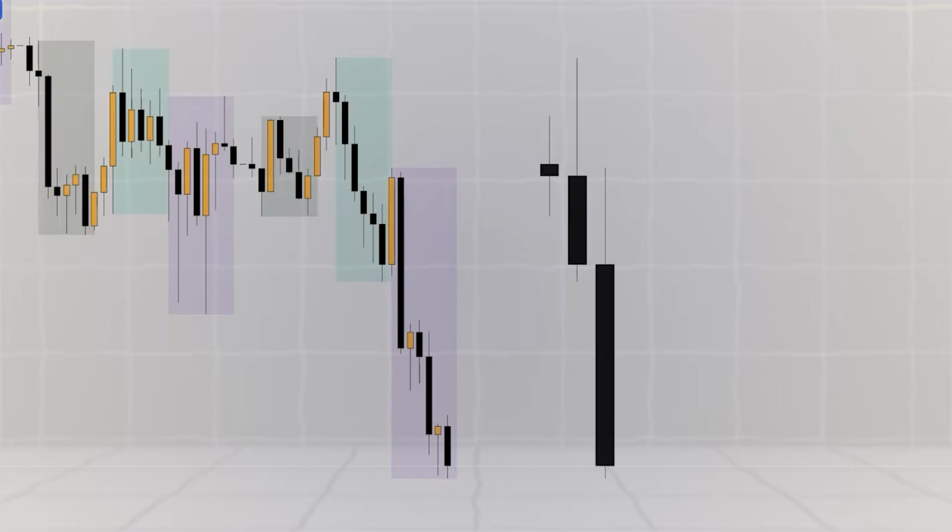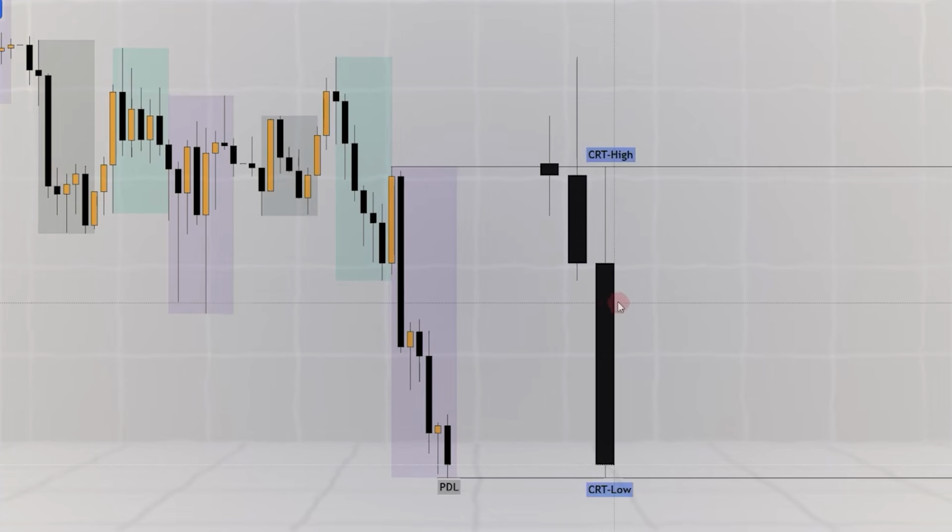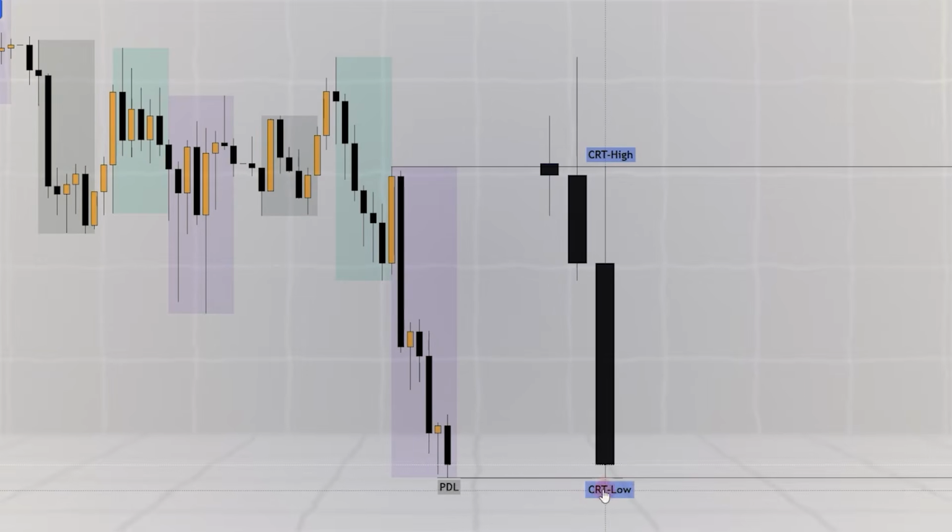As always, I'll explain it not in theory, but through real trades on different instruments, so you can better understand how I analyze the chart and find entries using CRT. Let's start with the first trade on the DAX Index. On the chart, we have an impulsive candle from the previous day. I mark its high as the CRT high and its low as the CRT low.